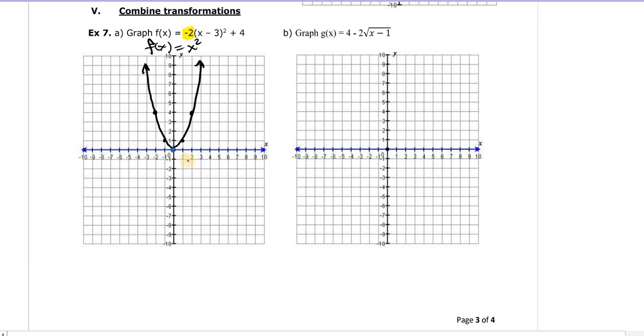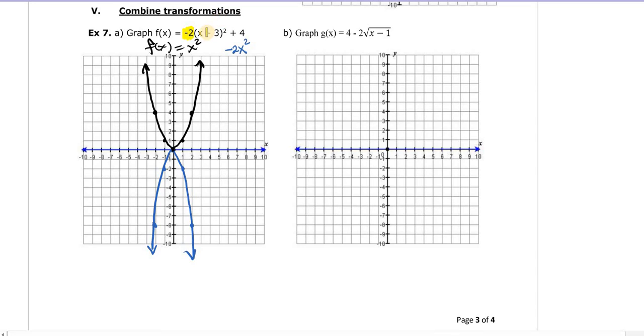So at 0, it is 0. At 1, it's going to give me -2. At -1, it's going to give me -2. At 2, it's going to give me -8. At -2, it's going to give me -8. So here is the first transformation, which is what you get after you multiply the parent function by -2. So that is what's going to happen.